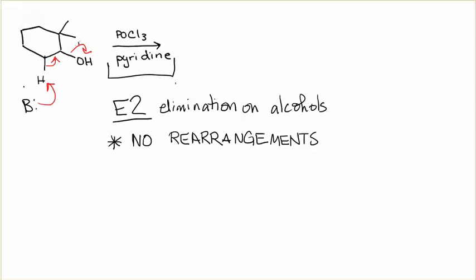This is not the full mechanism, I promise. There's much more complicated stuff that happens between the alcohol and the POCl3 first, but I'm never going to ask you for the mechanism of this reaction. You just need to know what the reagents do. The reagents perform an E2 elimination with secondary alcohols so that no rearrangements can occur. So then the product is this alkene, and those methyl groups stay there.